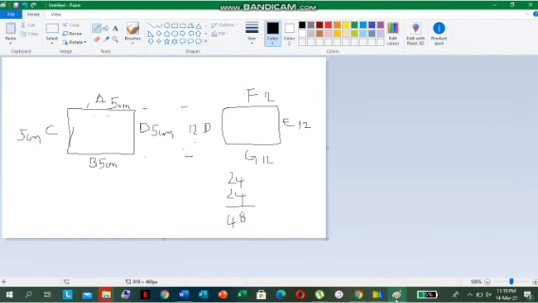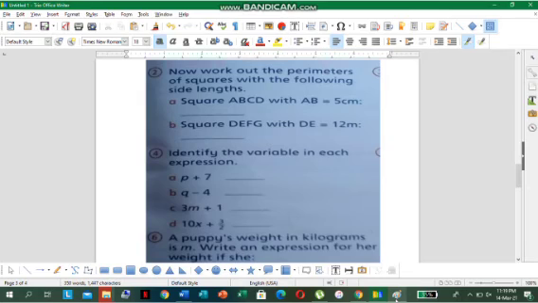All right, beautiful. Now it says identify the variable in each expression. We have p plus 7. We know that the variable is the unknown, right? We use letters as symbols to represent the unknown. So what is the variable in this one? I heard somebody said p. P is the variable. Beautiful.